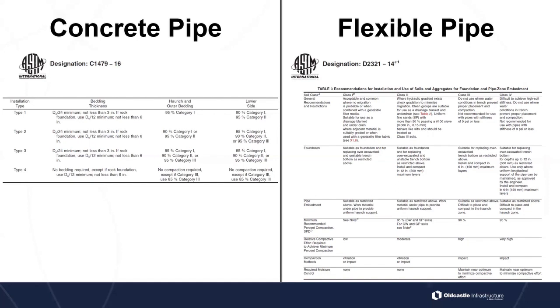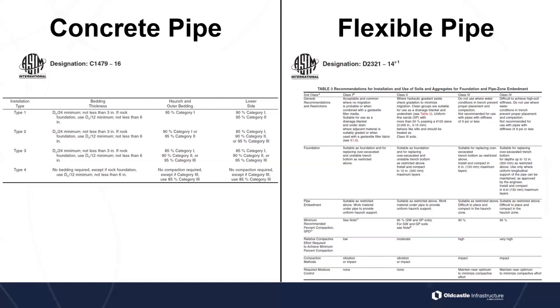Now, D2321 has some recommendations and restrictions based on the soil class. The first column is class 1, then the next columns are class 2, class 3, and class 4. When you look at the restrictions, it says that class 1 is acceptable where no migration is probable, or when combined with a geotextile filter media. So if you're going to use class 1 soil, that super soil, that really expensive stout soil type that isn't even classified in AASHTO, you can't use it if there's going to be a possible migration of fines.